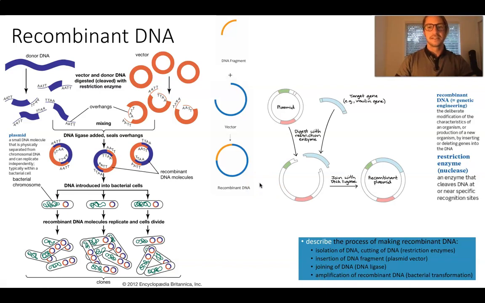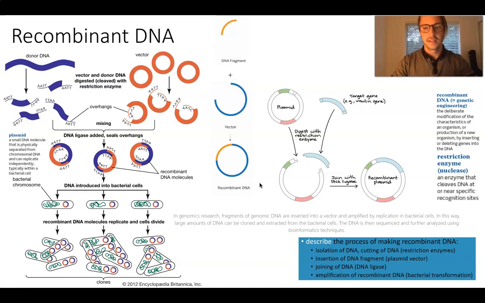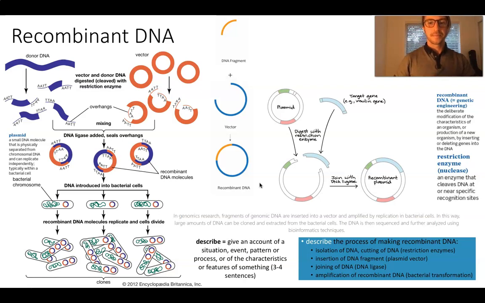Okay, let's continue on. So, firstly, just a little snapshot here. In genomics research, fragments of genomic DNA are inserted into a vector and amplified by the replication in bacterial cells. And that's how we get large amounts of that initial gene that we wanted. Okay, what does describe mean? It means to give an account of a situation, event, pattern, or process in 3 to 4 sentences. So again, lastly, I hope that we've covered that.